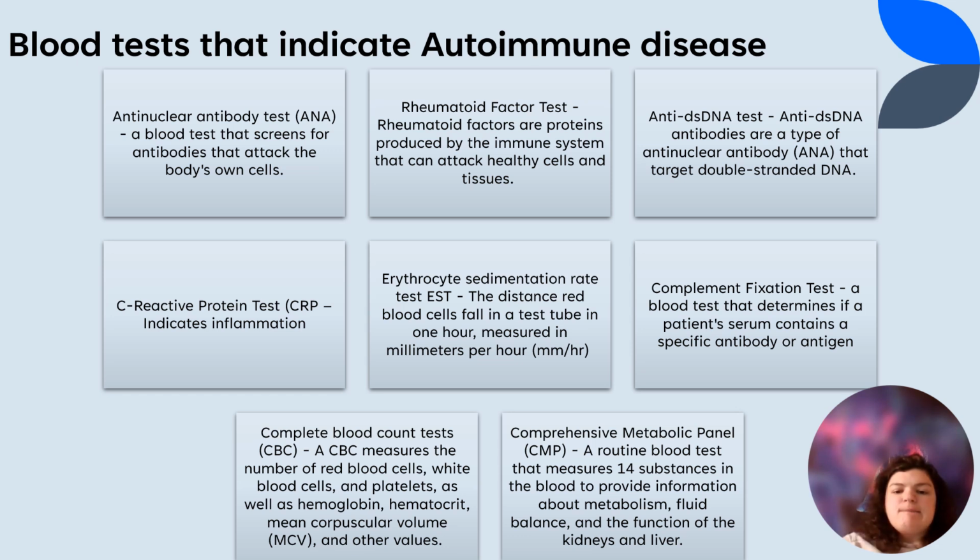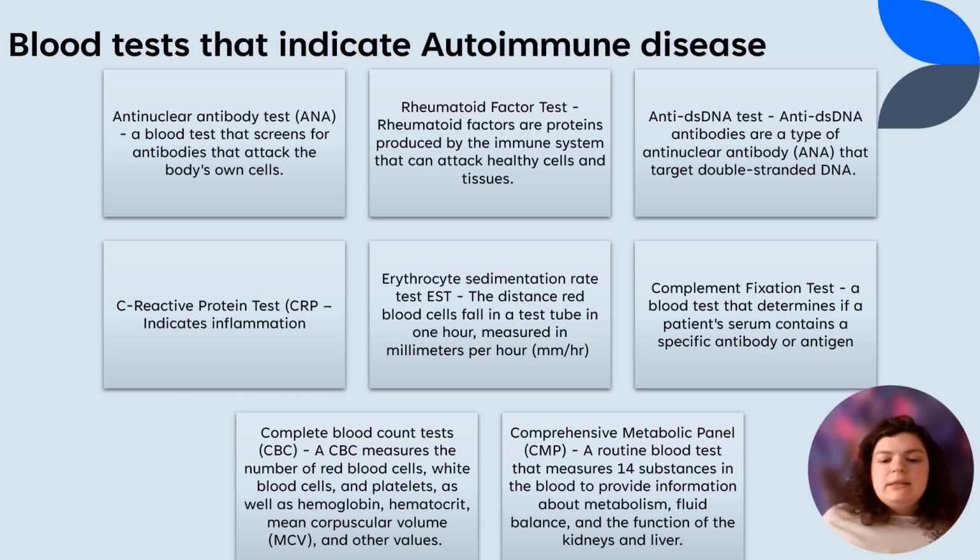Complement fixation test is a blood test that determines if a patient's serum contains a specific antibody or antigen. Complete blood count test. A CBC is just like a normal blood test that a doctor could perform on you, regardless of whether they're looking for autoimmune diseases. A CBC measures the number of red blood cells, white blood cells, and platelets, as well as hemoglobin, hematocrit, mean corpuscular volume, also known as MCV, and other values. These are important because autoimmune diseases can really affect the way your blood works in your body.